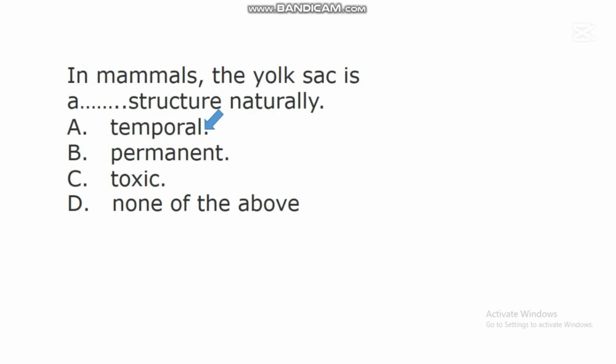Temporal structure. This membrane called yolk sac is a temporal structure in a woman because it develops during the time of pregnancy to ensure that the embryo functions very well and develops very well. But after the pregnancy is completed, the yolk sac will not do anything again. So the yolk sac is replaced by other extra-embryonic membranes as the pregnancy progresses.